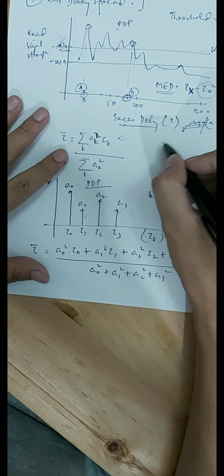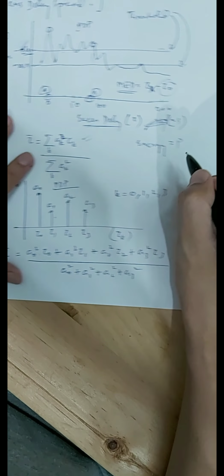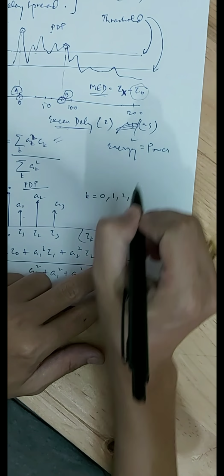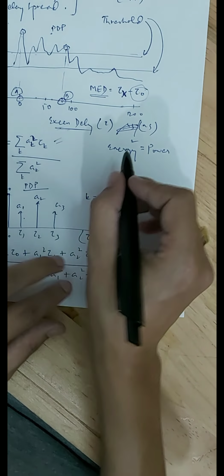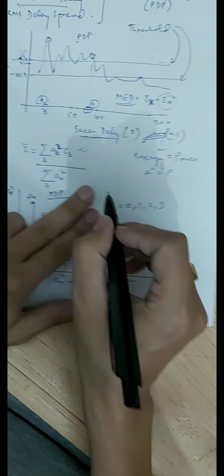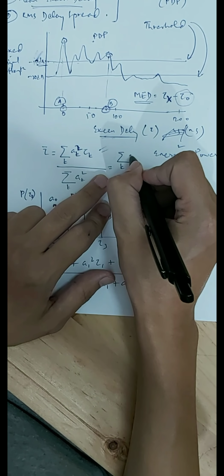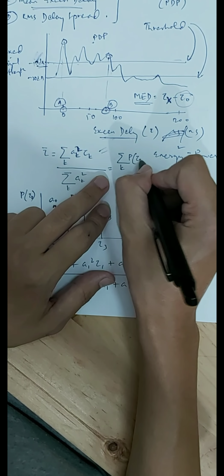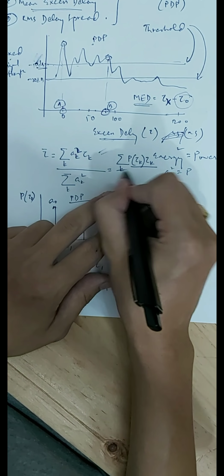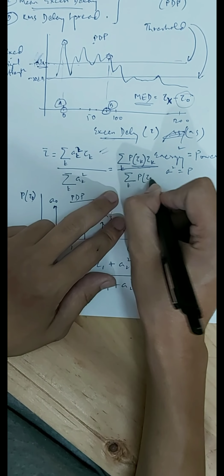And there is a formula that energy is equal to square, power. Here energy is in terms of amplitude square. So this formula can also be written as summation over k of p tau k into tau k, divided by summation p tau k.